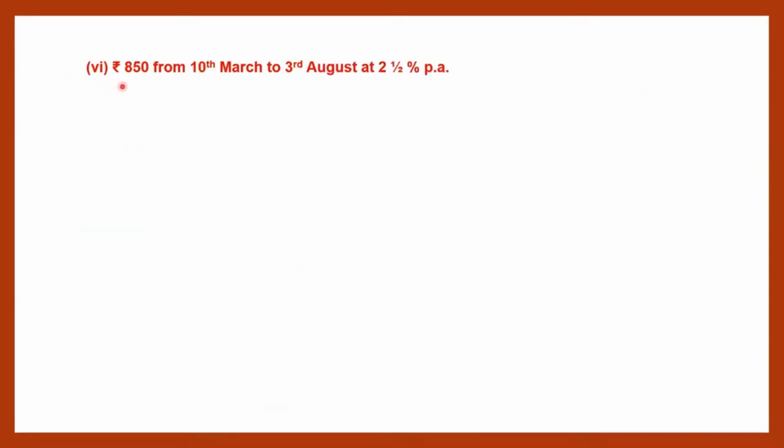Question 6, we have principal given to us. Then we have the time, 10th March to 3rd August. This is just like the previous sum. And we have the rate of interest per annum, 2.5%. So let's write down what's given to us.